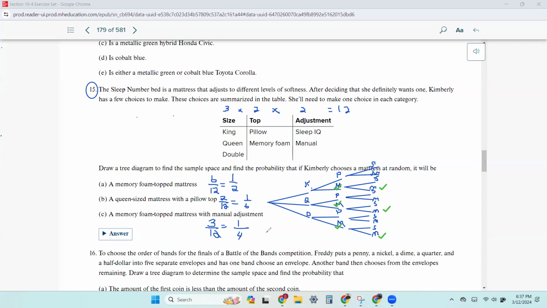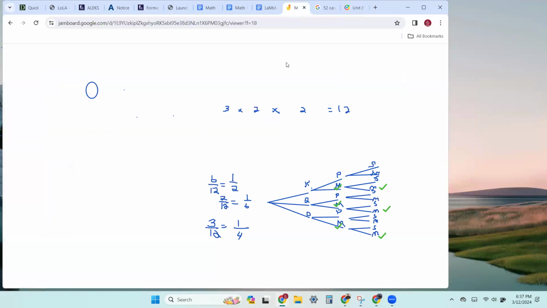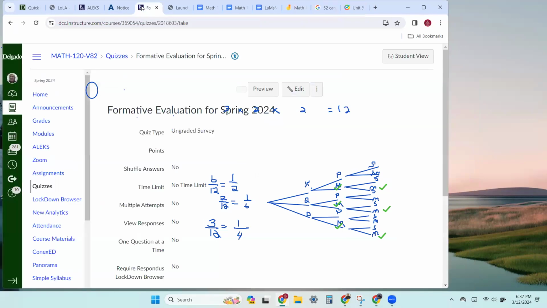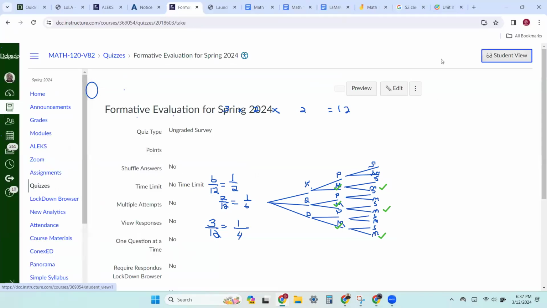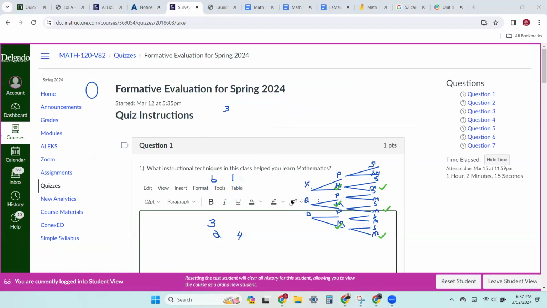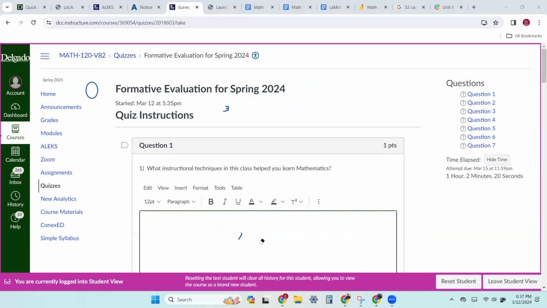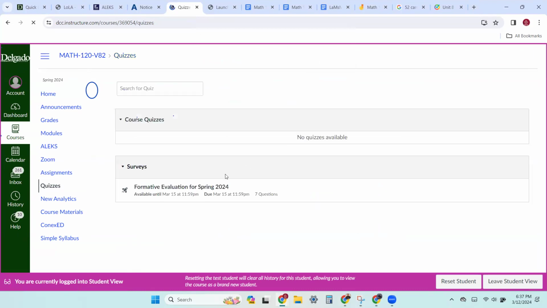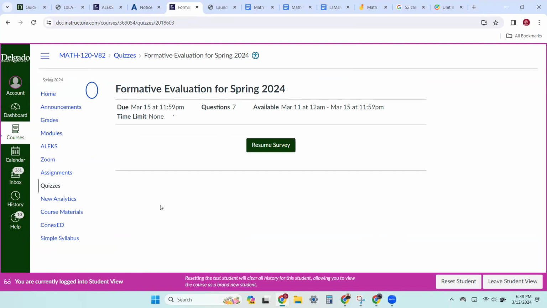All right, so that's probably about it for tonight. I wanted to make sure, did everybody see that assignment that's out there right now that I'd asked for? Yes, the formative evaluation. If we go into student view, as I said, you click on quizzes, and then click on that, and it's just 7 questions. It shouldn't take you but 5 minutes or so. So if you haven't done it, I appreciate it. Anybody got any final questions before we take a little break? We'll come back and we'll hit just 10.4.